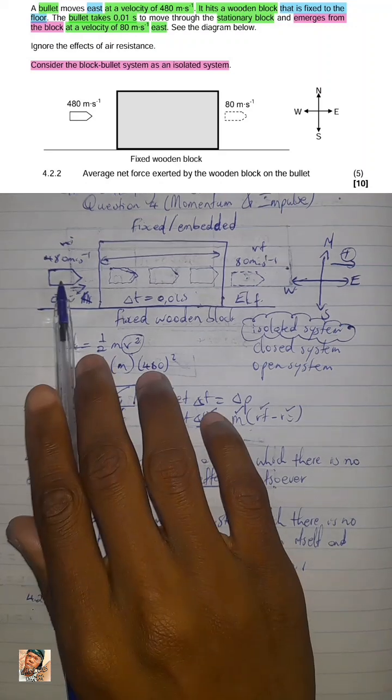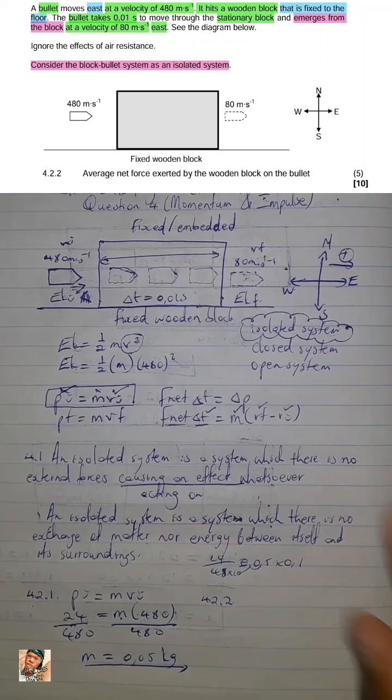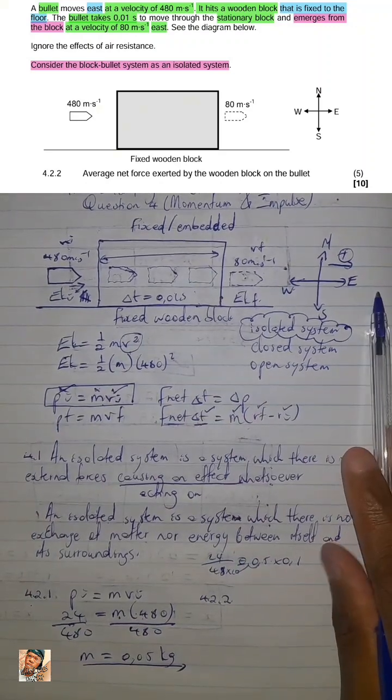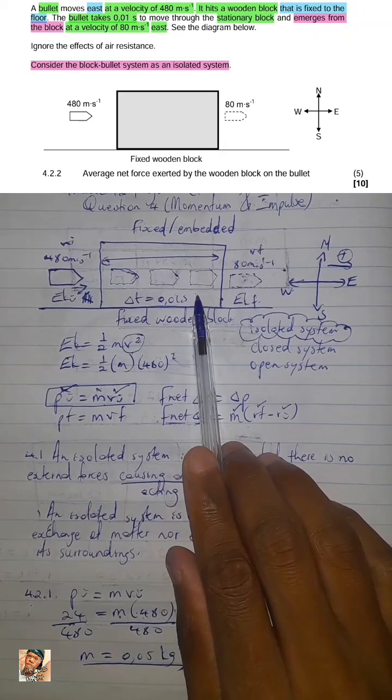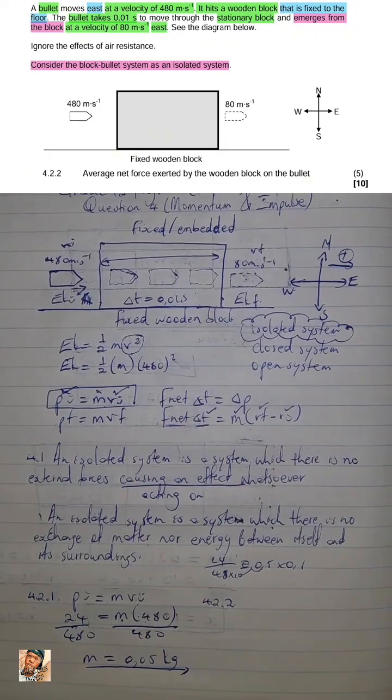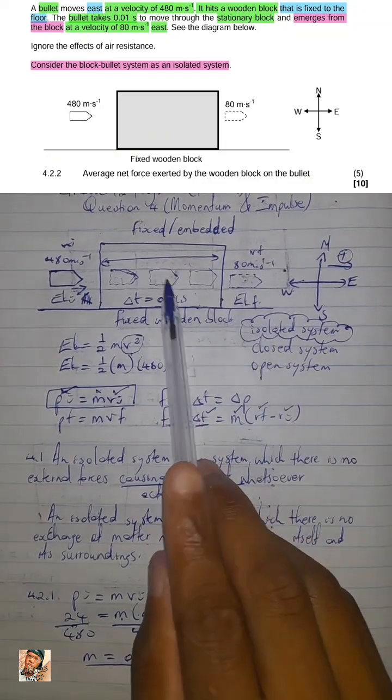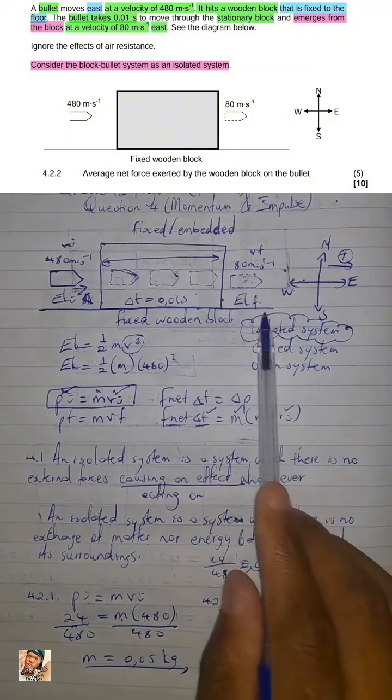Since the bullet was going to the east, that means its motion was positive. Since the wooden block was exerting a force to slow down the bullet, decreasing its velocity, therefore that force that the wooden block was exerting was to the west.